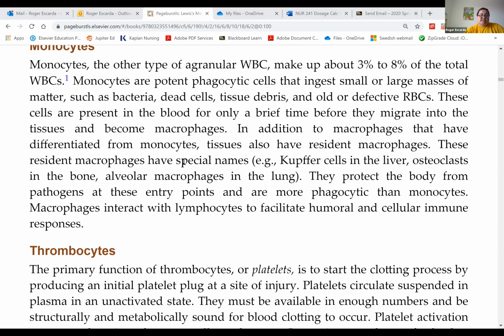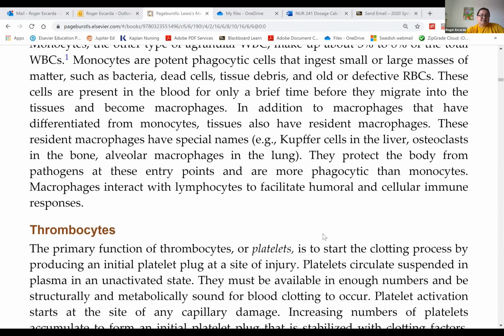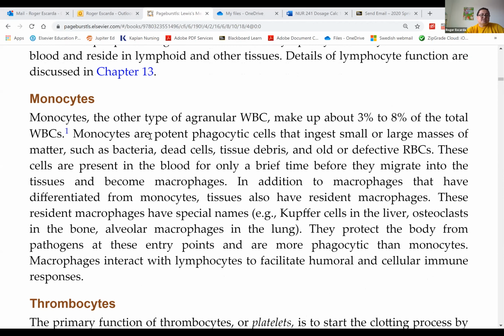So please read these on your own for class. Recognize what each type of white blood cell is used for. Meaning, when are they considered? When are they increased, and in what condition?